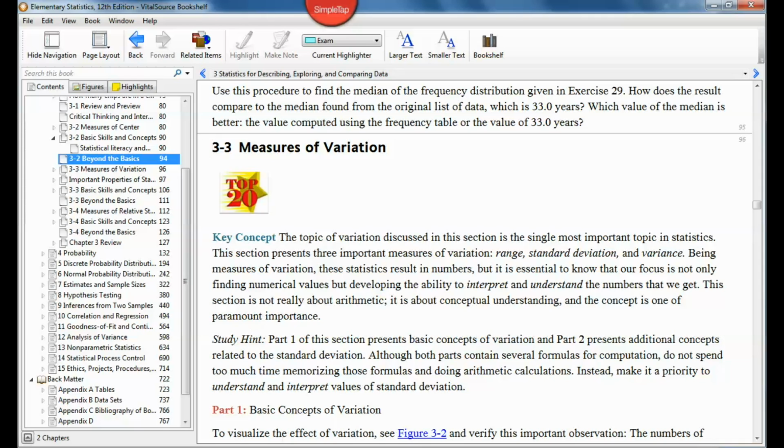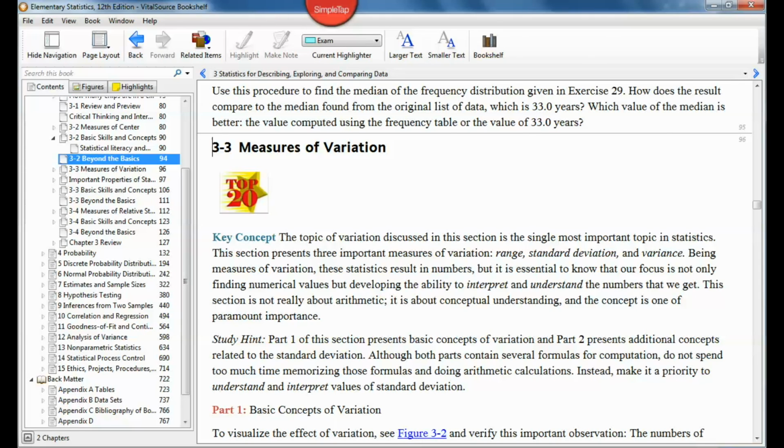Here's a study hint. Part 1 of this section presents basic concepts of variation, and Part 2 presents additional concepts related to the standard deviation. Although both parts contain several formulas for computation, do not spend too much time memorizing the formulas and doing arithmetic calculations. Instead, make it a priority to understand and interpret the values of standard deviation.